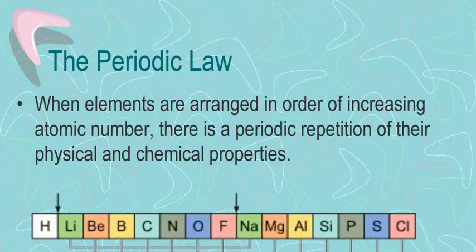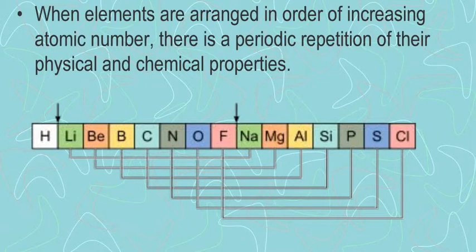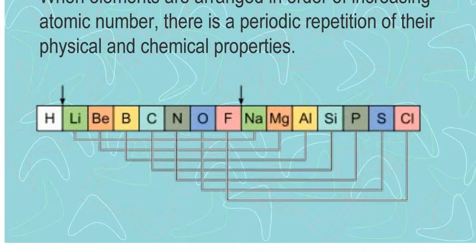The periodic law states that when elements are arranged in order of increasing atomic number, there is a periodic repetition of their physical and chemical properties. Let me show you what I mean. If you look at lithium over here on the left side, it has certain properties. It's a group 1 metal, it's highly reactive, and it has 1 valence electron, and it tends to lose it. Over here, sodium is in the same vertical column, and it has some of the same properties as lithium. It's reactive, it has 1 valence electron, and it tends to lose it.